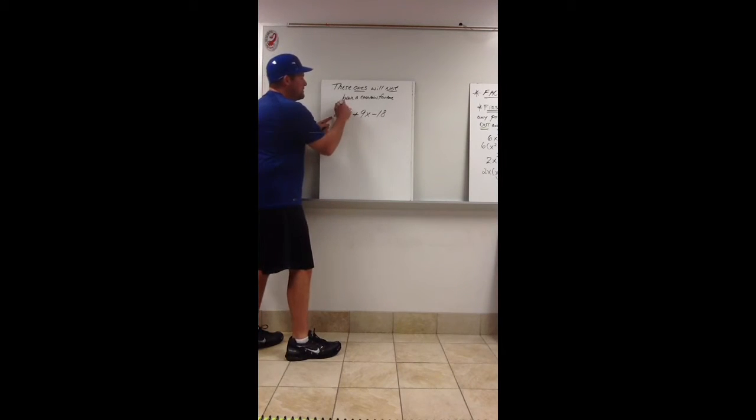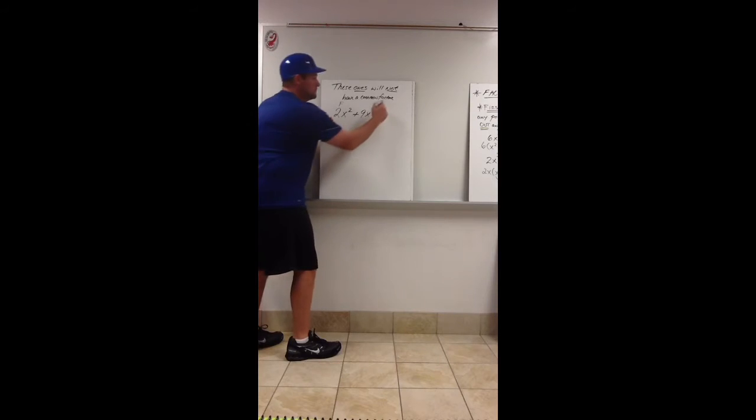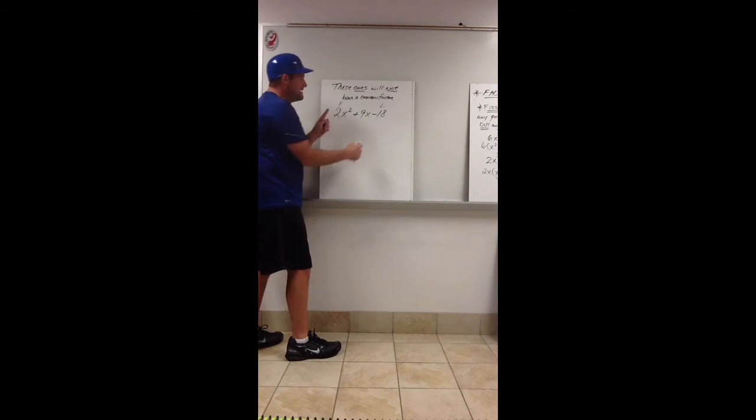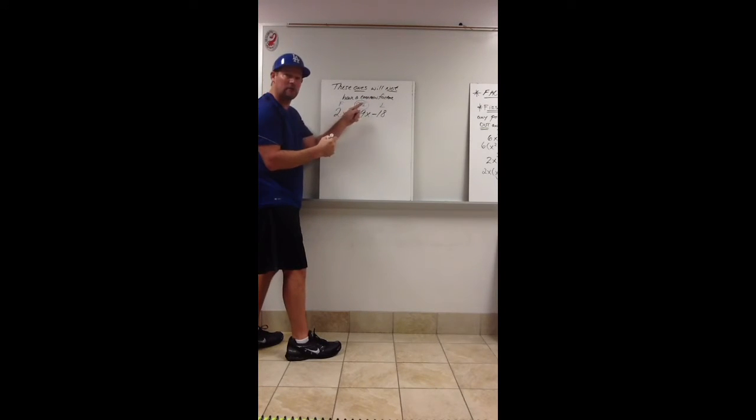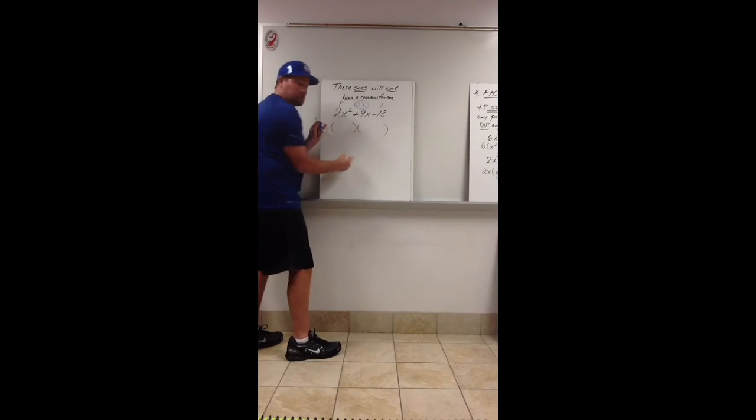FOIL meaning, look at your first term, look at your last term, and with those first terms and last terms, how can it make that middle term, which is made up of your outer and your inner, combined? So first thing, I'm going to look at that 2x squared, and that would have to be 2x times x. Then I look at 18.